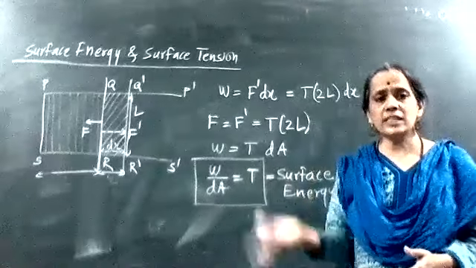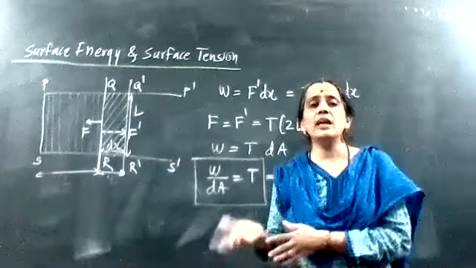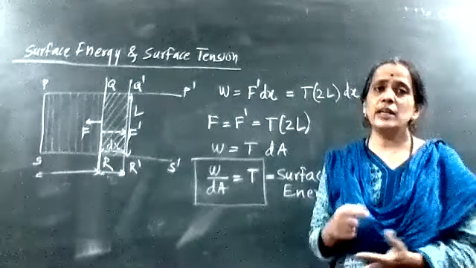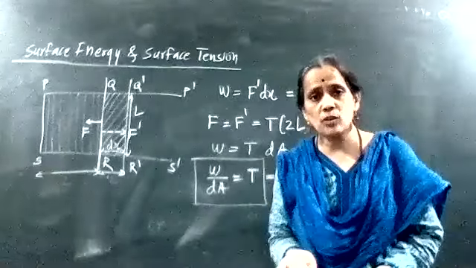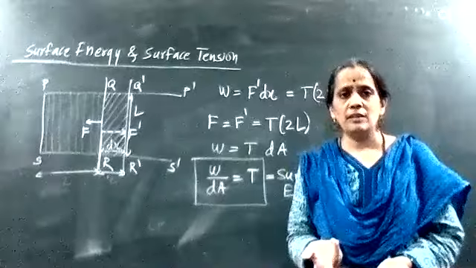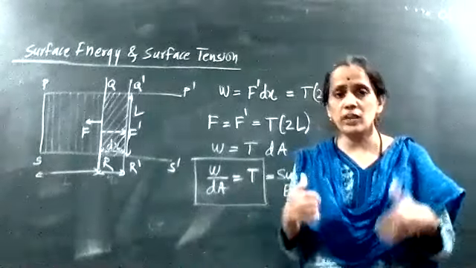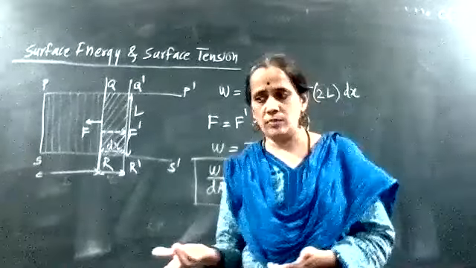In the next lecture, we are going to consider the concept of angle of contact. So angle of contact means what? It depends on which factor? What are the characteristics of angle of contact? Why the liquid will get a convex shape meniscus or a concave shape meniscus? All that part we are going to see in the next lecture. Fine?